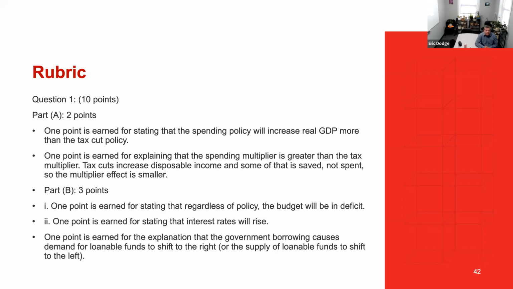Okay, part B has 3 points. The first, what happens to the budget? Just assert that deficit. And that would be true even if you chose the tax cuts in part A. Assertion point number 2, interest rates will rise. And then the third point is the explanation, that the government borrowing would cause the demand for loanable funds to shift to the right, or, and this is true in some textbooks, because the supply of loanable funds shifts to the left.